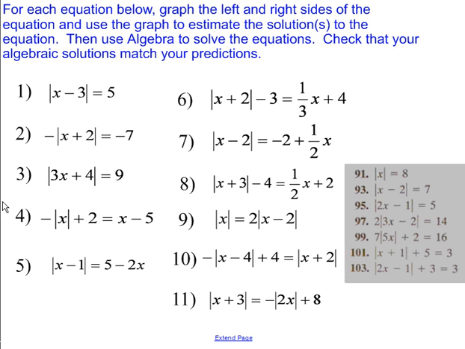So in your work, all we have to do is look at any of these equations as a system of equations where y equals absolute value of x minus 3 and y equals 5. We graph those, we look for the intersection, and then we write two equations and solve. Try it.